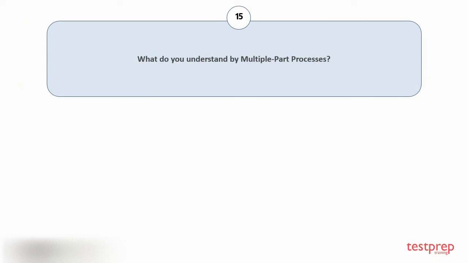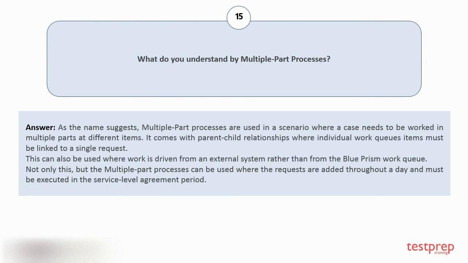Question number 15. What do you understand by multiple part processes? Your answer is: as the name suggests, multiple part processes are used in a scenario where a case needs to be worked in multiple parts at different items. It comes with parent-child relationships where individual work queues items must be linked to a single request. This can also be used where work is driven from an external system rather than from the Blueprism work queue. Not only this, but the multiple part processes can be used where the requests are added throughout a day, and must be executed in the service level agreement period.